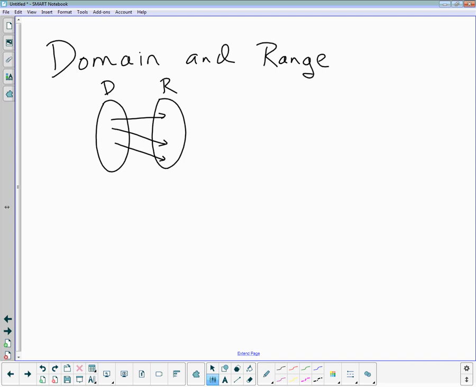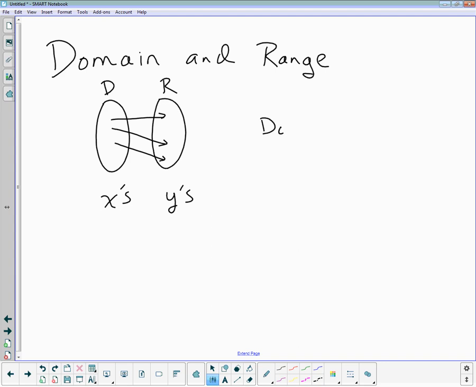The domain, was that x's or y's? The domains are x's and the y's are range. So these are your x's and these are your y's. Okay? All right. So let's write some stuff down.